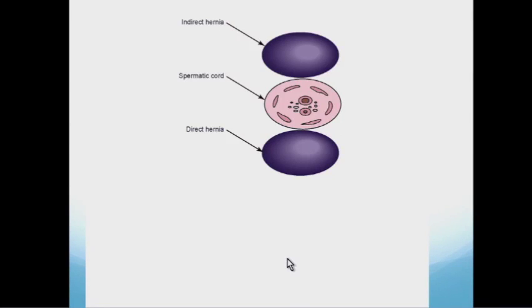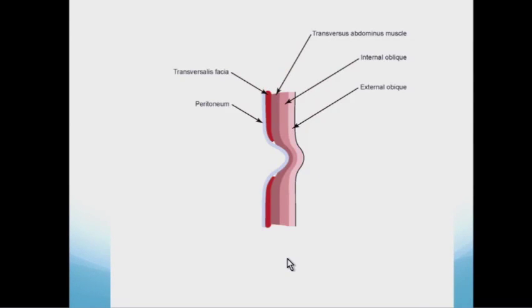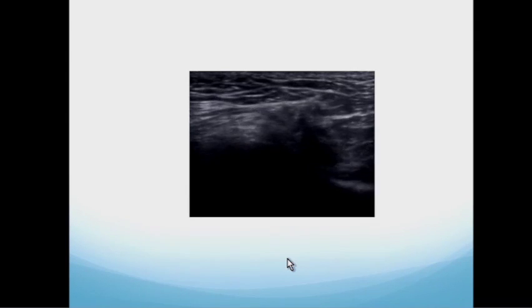This is a transverse shot showing the spermatic cord and how an indirect hernia comes down the inguinal canal anterior to the cord, and a direct hernia starts out posterior to the cord. The direct hernia will then protrude anteriorly. This is a sagittal view, or a side view, of the layers of the abdominal wall showing what happens with a direct hernia. The peritoneum is intact, but the transversalis fascia has been breached, and the peritoneum is protruding through it and making an indentation on the muscle layers.